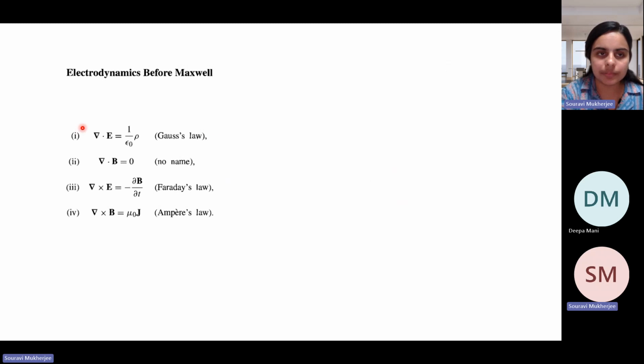Okay, so now before Maxwell, this is what we have been discussing so far. This is the electrodynamics before Maxwell, right? This is something we have known till now. But now what was found was that there was something wrong with Ampere's law. Okay, so something wrong here.